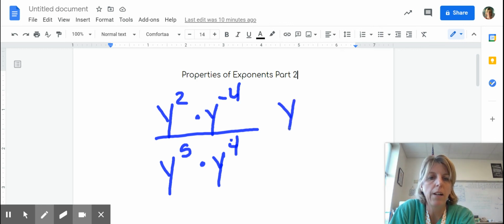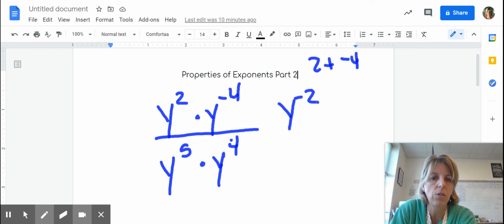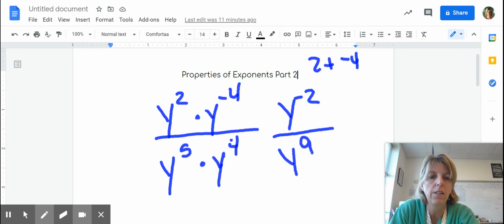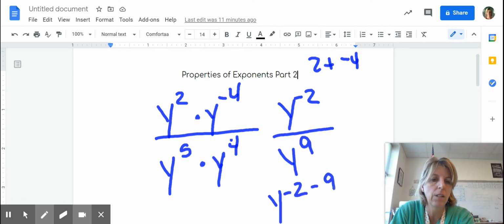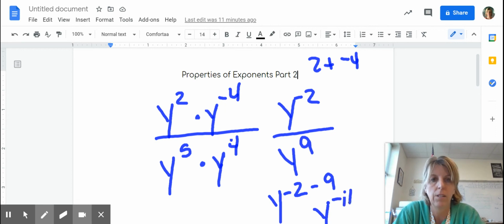So first we're going to multiply. When you multiply, you add. So that's 2 plus -4. 2 plus -4 is -2, right? And then 5 times 4, or 5 plus 4, we're multiplying. So it's 5 plus 4, which is y to the 9. Now I have the same variable, right? My numerator and denominator are the same variable, so they're being divided. It's y to the -2 divided by y9. So it becomes y to the -2 minus 9, which is y to the -11 for my final answer, y to the -11.